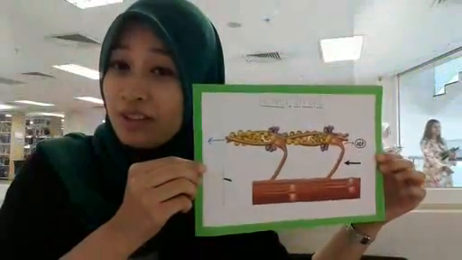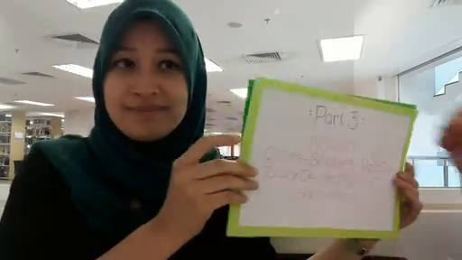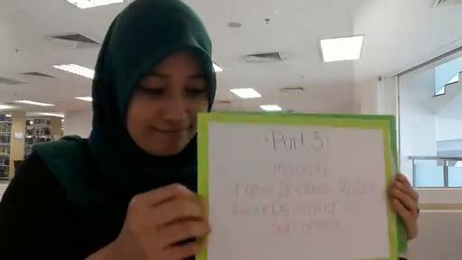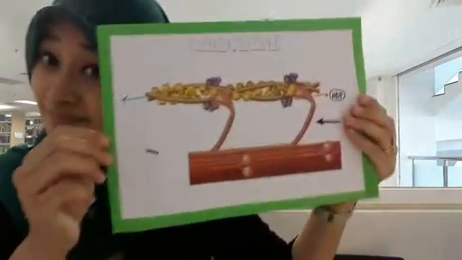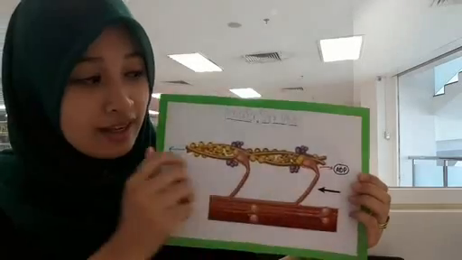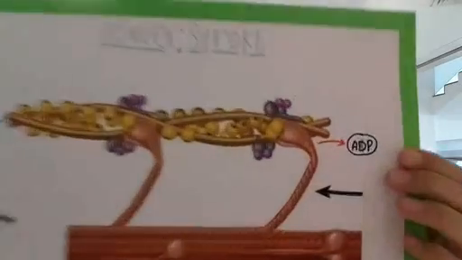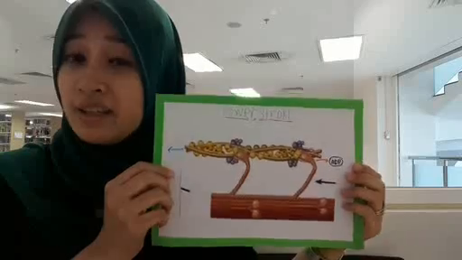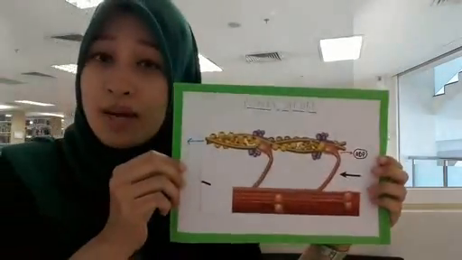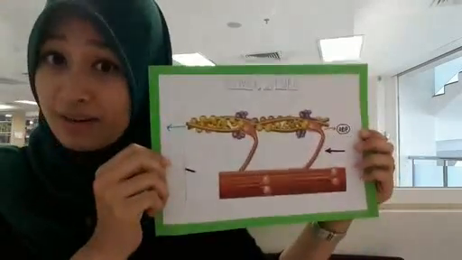Alright, now we are going to the next stage. This is the power stroke stage. Myosin cross-bridge rotates toward the center of the sarcomere. As you can see, energy stored in the head of myosin is used to move the head of myosin, causing the actin myofilament to slide past the myosin myofilament, and ADP is released from the head of the myosin.